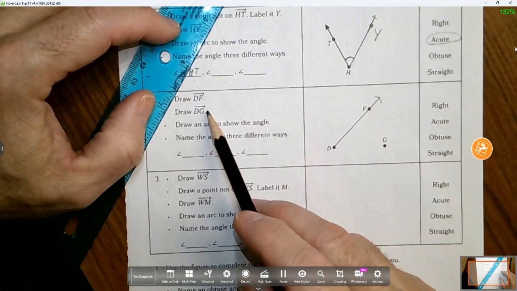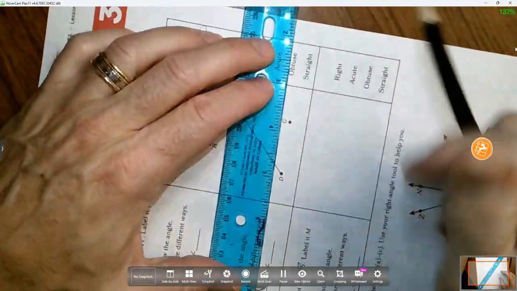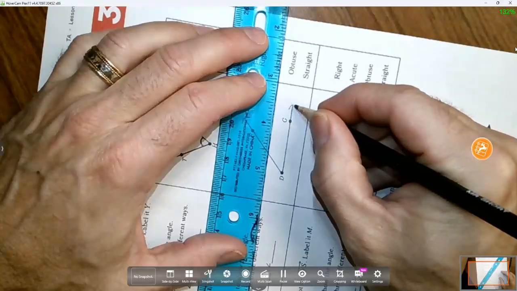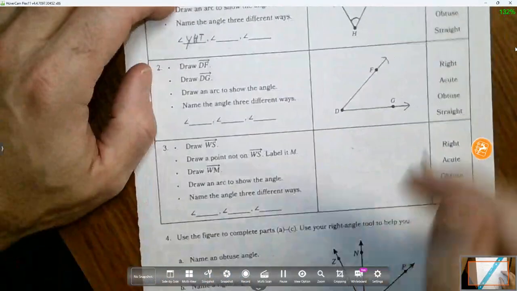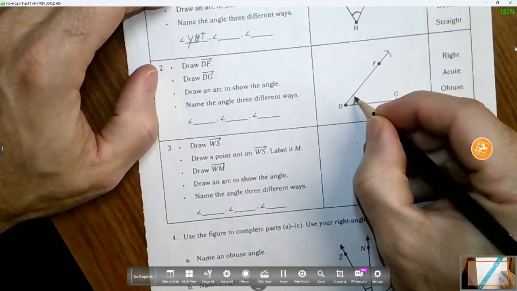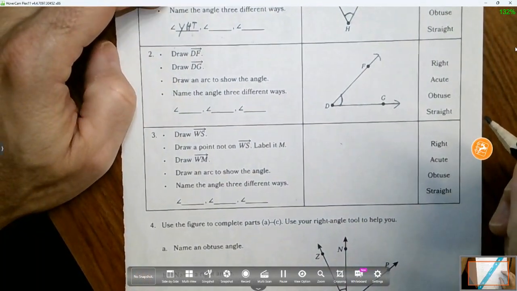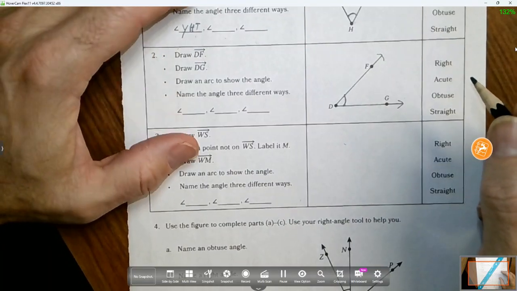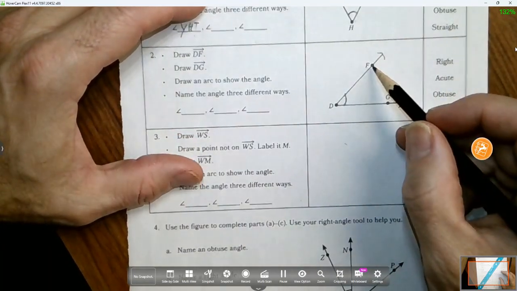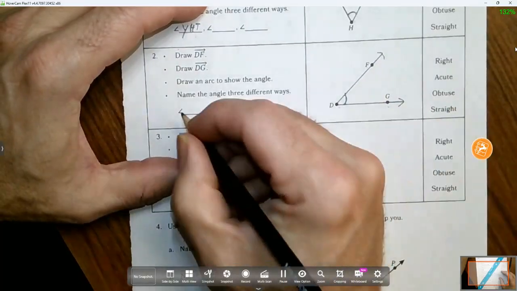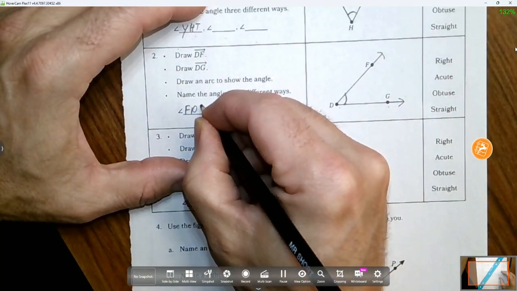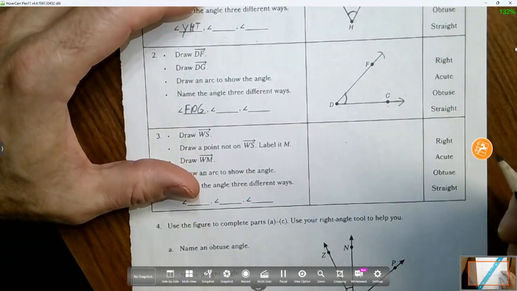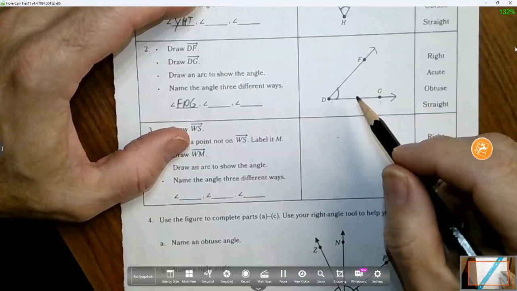Now it says draw DG with another ray. I'm going to turn it to make my life easier. Right through it. That's a little better. Okay, arc angle. There's our arc angle. And now it says name the angle 3 ways. I'm going to name it one way. You're going to name it the other ways. I'm going to go F, D, G. There. Angle named.